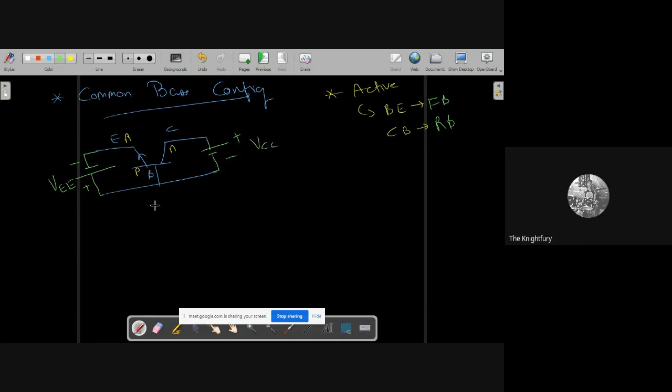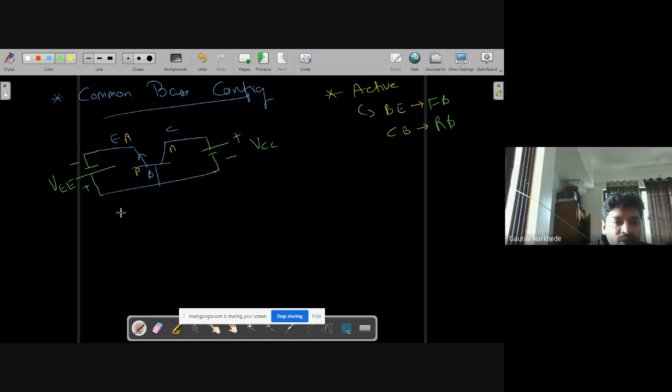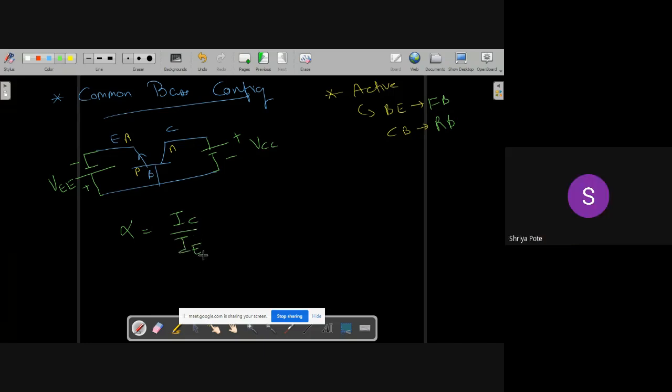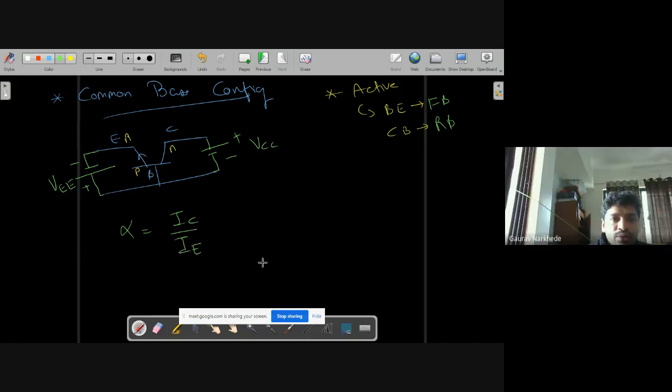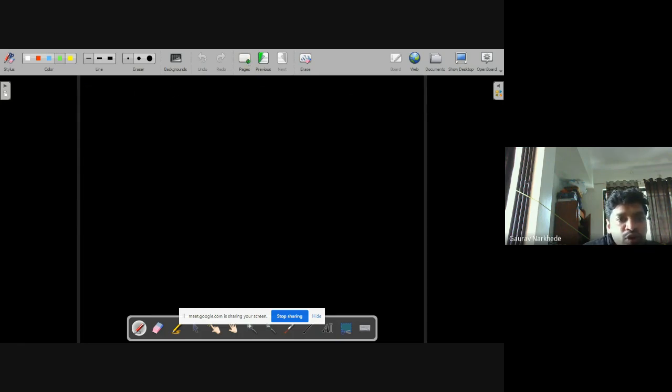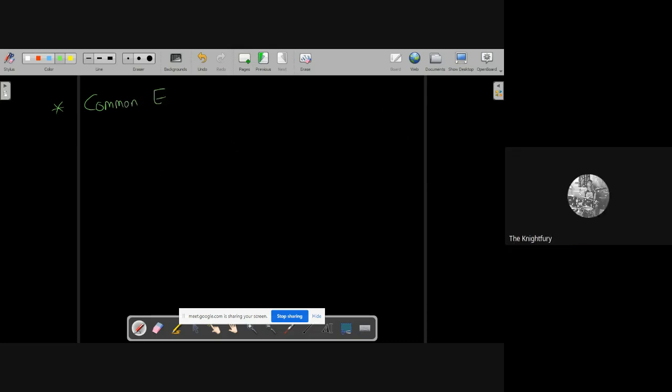Getting it? Yes, sir. And in this configuration, we know alpha is equal to IC upon IE, correct? Okay, now let us deal with the second configuration. What is your second configuration? Common emitter.